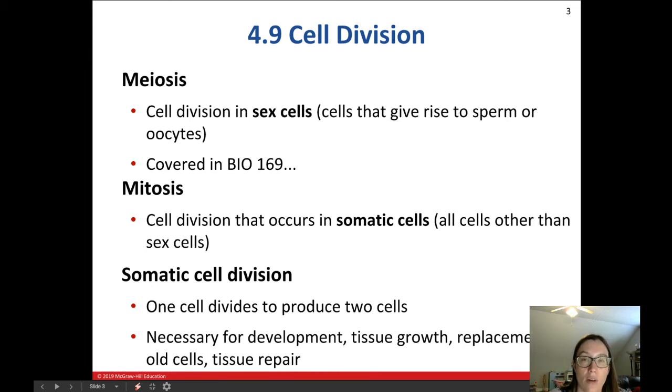So your body cells start with 23 pairs of chromosomes, then they replicate the chromosomes, and then they divide. And so you end up with 2 daughter cells that each have 23 pairs of chromosomes. So they should be exactly the same as the original cell. This is necessary for development, for tissue growth, replacement of old cells. You know, if you scrape your knee, right, or you scrape your arm, you're going to need to replace those tissue cells.